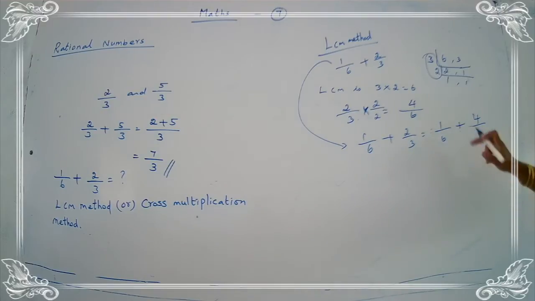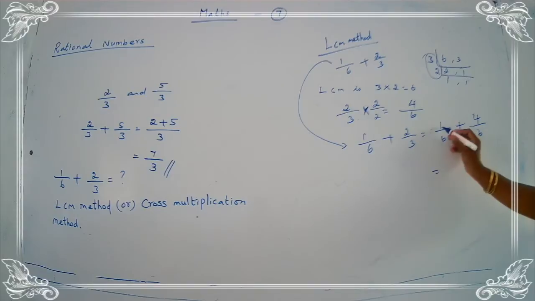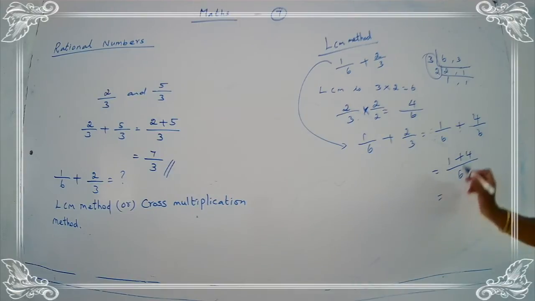Now you see the denominators are the same. Yes or no? Yes. So that is very easy. Why? We only add the numerators. So numerators are 1 and 4. So that's why 1 plus 4 upon 6. So now your answer: 1 plus 4 is equal to 5 upon 6. So your answer is 5 upon 6. This is for the LCM method.